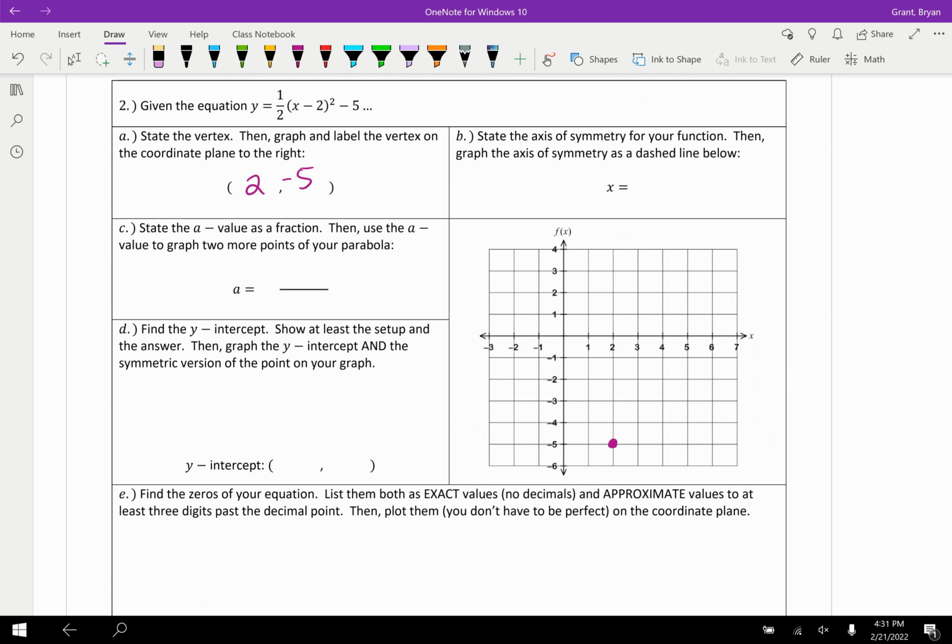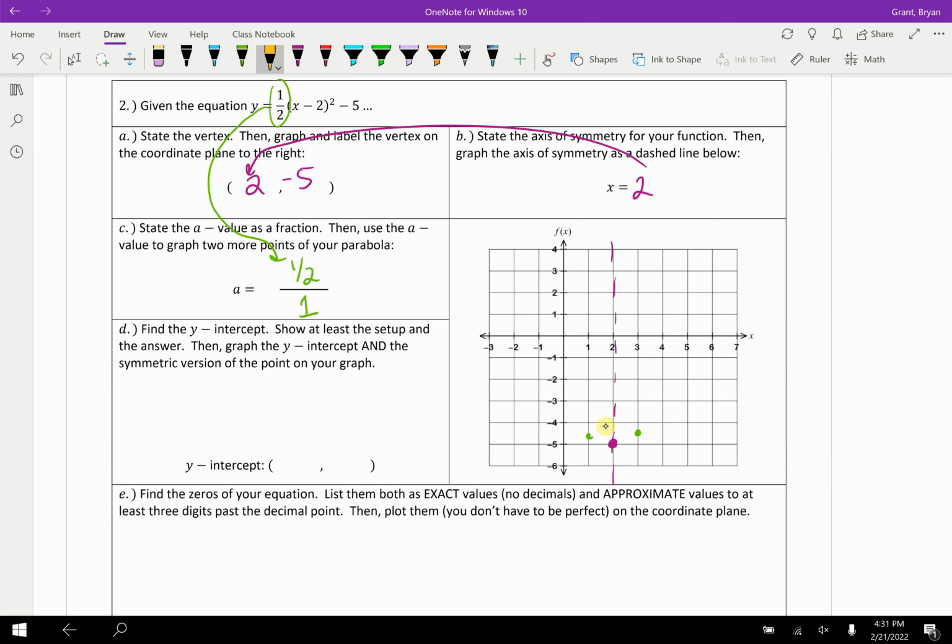Either way. What's our axis of symmetry? Well, it goes through the x-axis at 2, matches the vertex. A value is a fraction. This one's trickier for sure. 1/2 over 1. Our a value, in order to use it to find more points, always needs to be written over 1. So I'm going to go up 1/2 to the right one, up 1/2 to the left one.